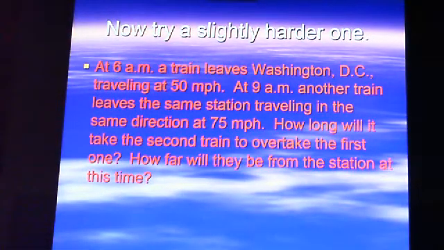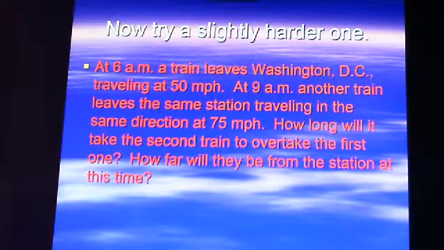Now, a slightly harder one. At 6 a.m., a train leaves Washington, D.C. traveling at 50 miles per hour. At 9 a.m., another train leaves the same station traveling in the same direction at 75 miles per hour. How long will it take the second train to overtake the first one? How far will they be from the station at this time?